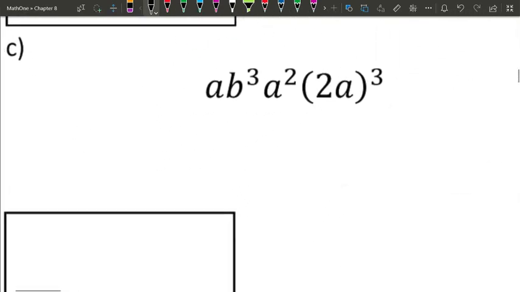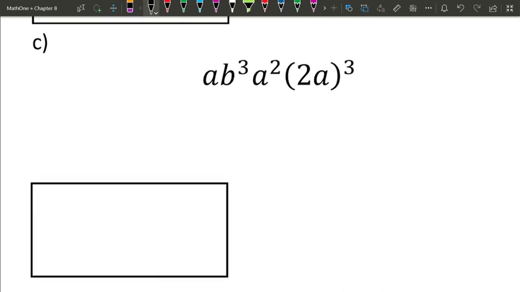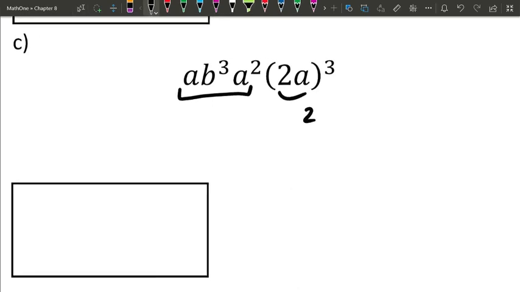Okay, so for C, I have 3 groups of this 2a, right? I have 2a times 2a times 2a. So let's put this on hold for a minute. We'll come back to that. But let's think about the 2a, 2a, 2a. So I'll write it out. 2a, 2a, 2a. 2 times 2 is 4 times 2 is 8. And a times a times a is a cubed. So I've got 8a to the 3rd power.